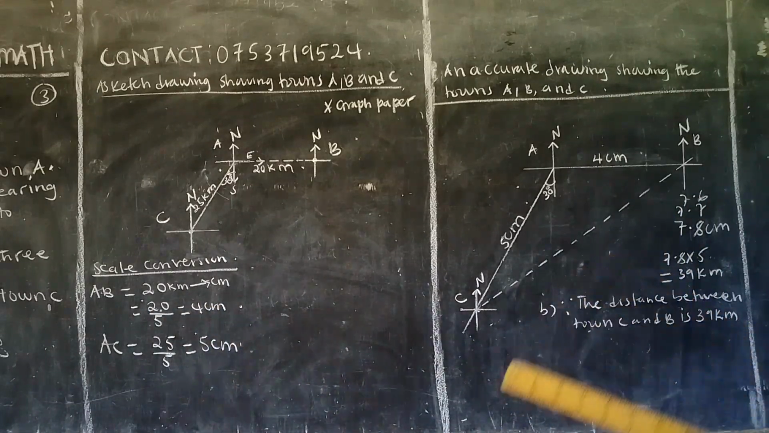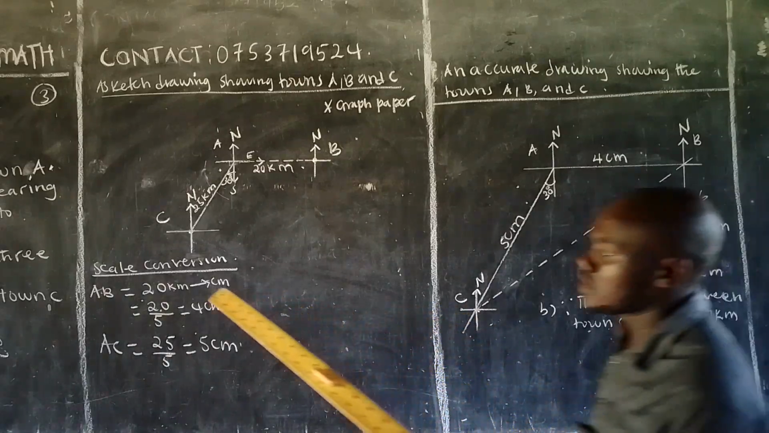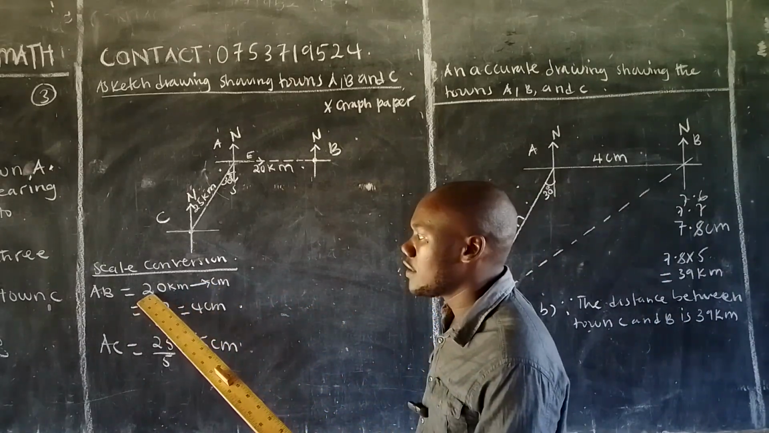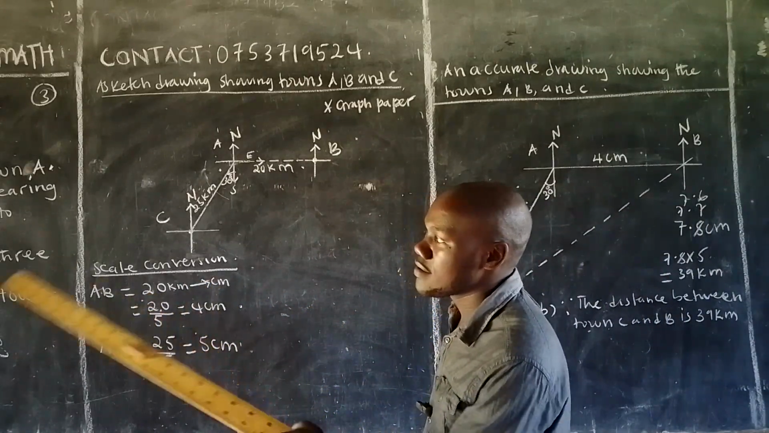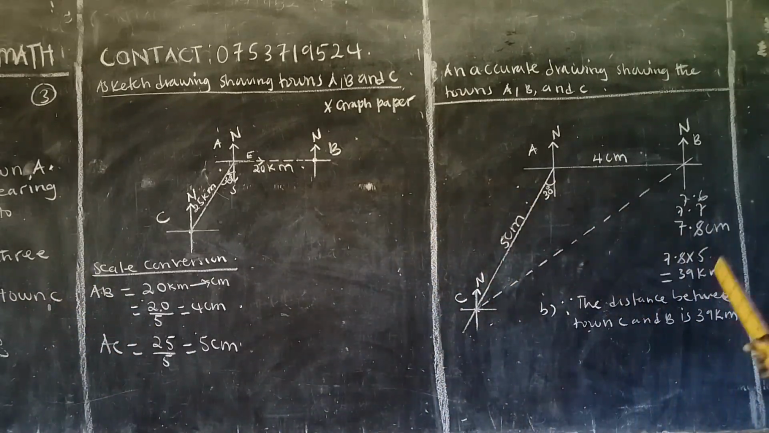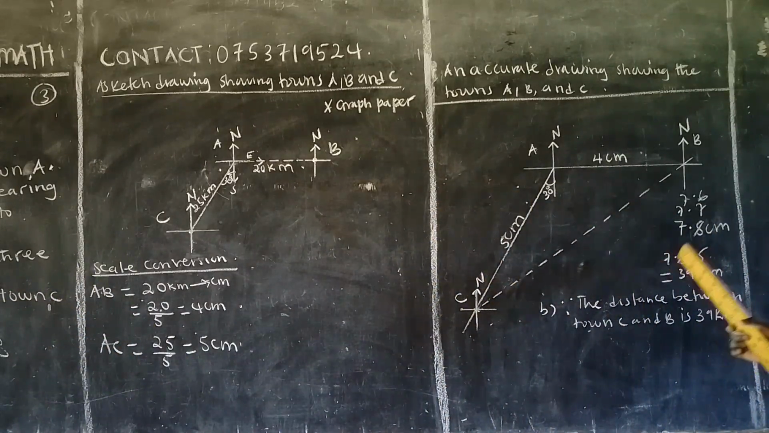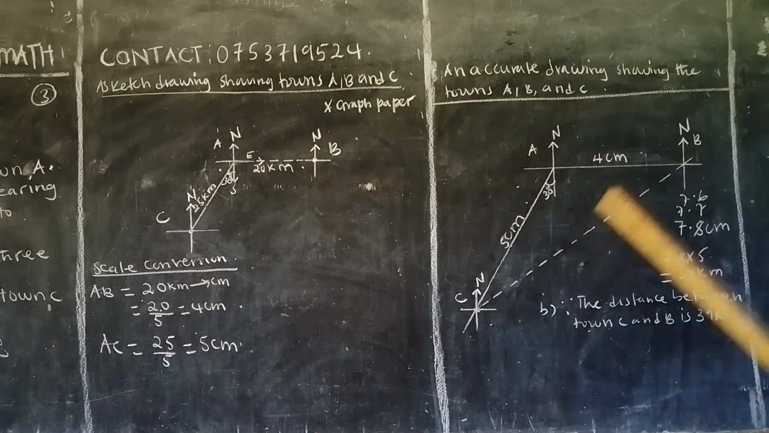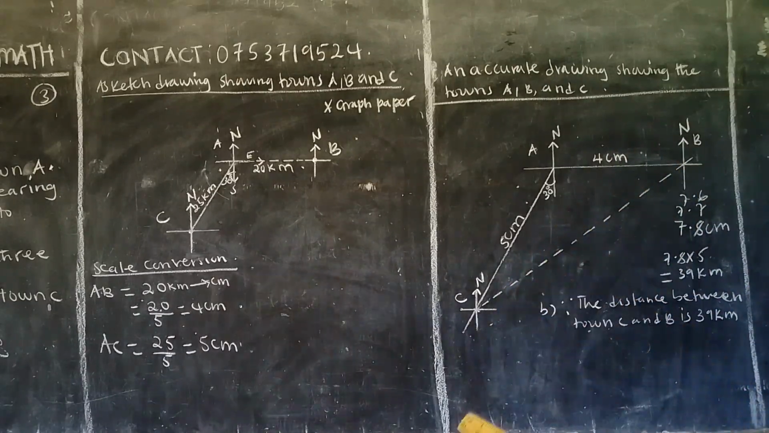Now, when it comes to scale conversion in bearing, we always divide the distance we have by the highest value in the scale. Then whenever you want to convert from centimeters to kilometers, you get the centimeters times the highest value in the scale. That's the simple logic. Okay.